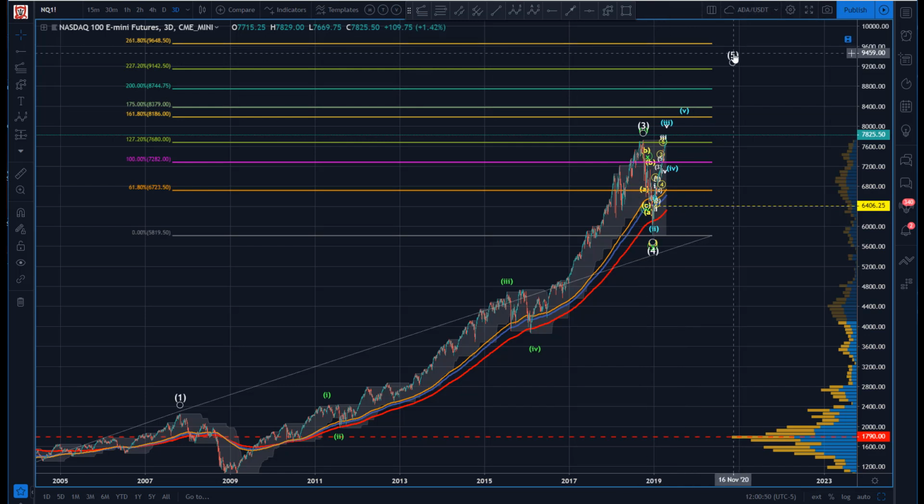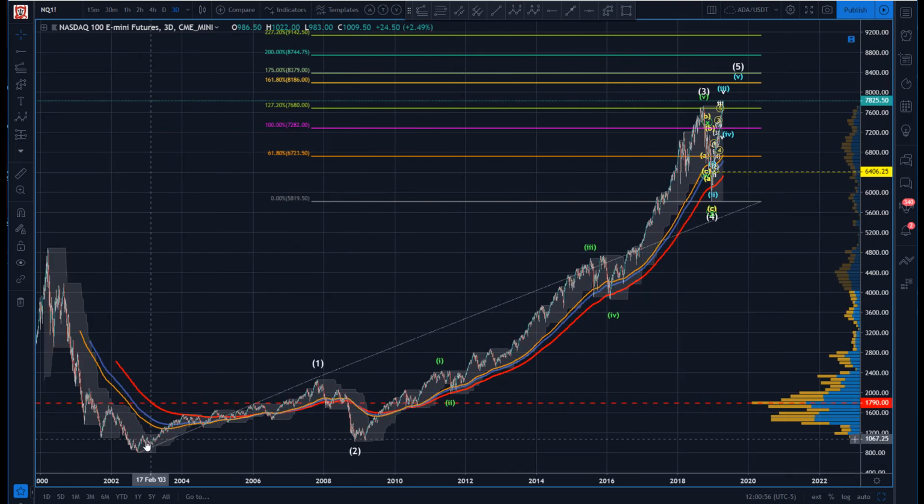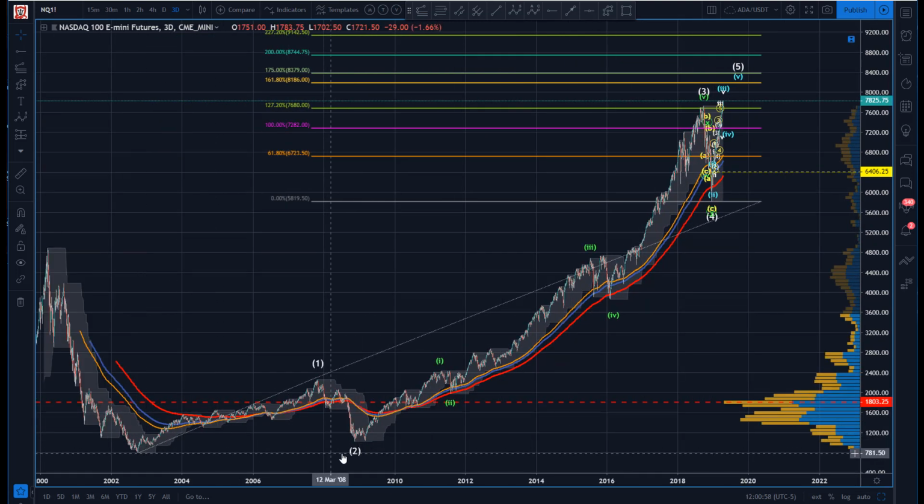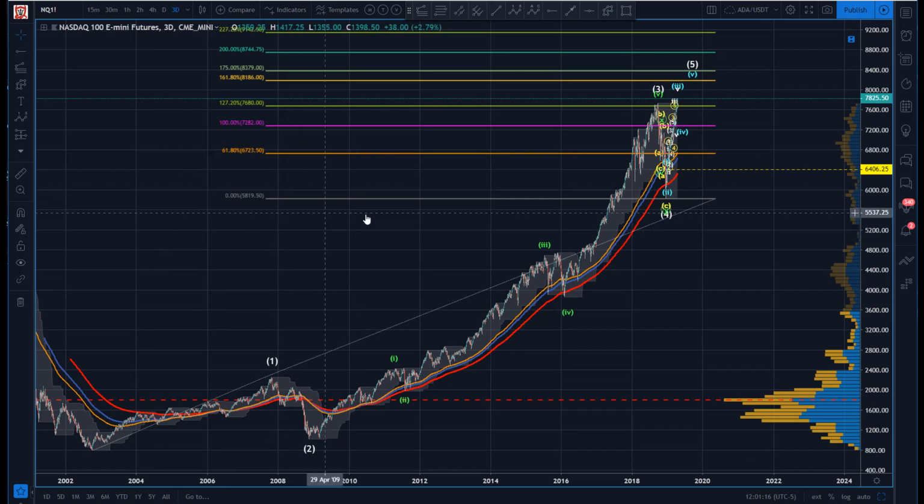But if you look at the symmetry, let me just zoom in here. So look at the length of time here. We're going from 02 to 08, right? So that's a 6-year 1-2. We're going to do our 5 from December of 18, in 6 months? I mean, anything's possible here, but well, let's do a couple other things here.